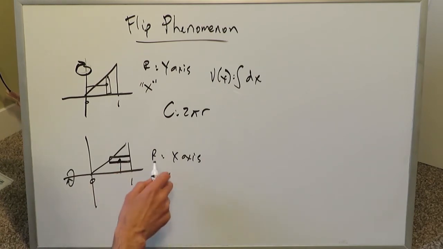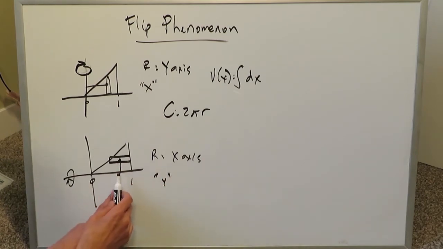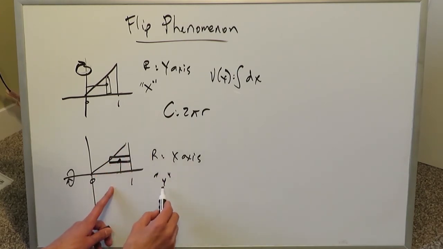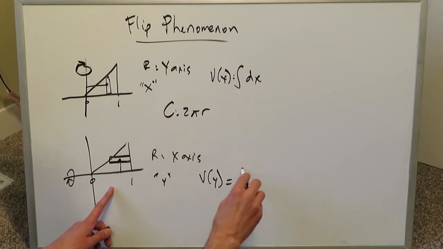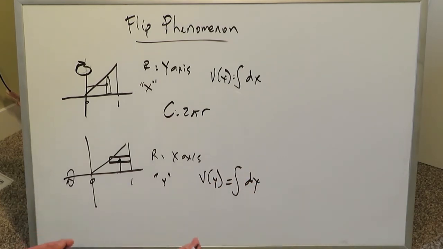Here in this lower example, you're doing rotation along the x-axis, but you end up seeing your cylindrical shell radii for the circumference are along the y-axis because they are y values. Here you end up seeing a volume with respect to y and then dy, exact opposite of what you would normally think of. So you have to keep this peculiarity in mind.